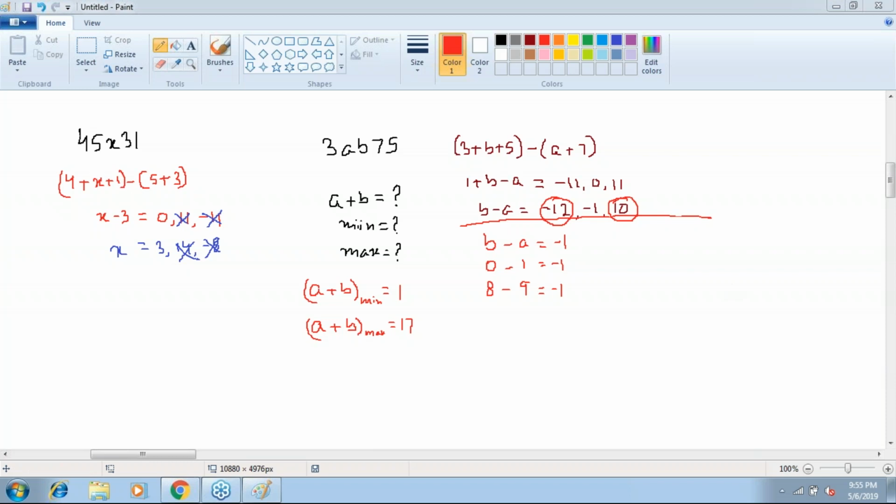Okay, okay, okay. So, let me start from here. Basically, I got the two groups. I got 1 plus b minus a to be minus 11, 0, 11. So, accordingly, b minus a became minus 12, minus 1, or 10. Okay, so minus 12 is not possible because b and a are only digits. B could be between 0 and 9 inclusive, and a also could be between 0 and 9 inclusive. So, there is no possibility that b minus a or a minus b could become 12 or 11 or 10, or are you getting it?